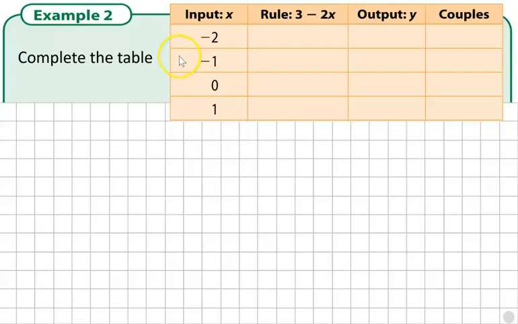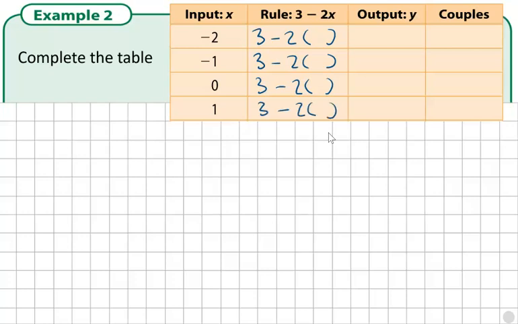Example 2, complete the table. So we have our input, our x values, -2, -1, 0, 1. The rule or the function is 3 minus 2x. The output will be y, and then we put our couples together. So we're going to write out our function or our rule, replacing the x with a set of brackets. And we do that for each row. We're going to then put -2 into the first bracket. And 3 minus 2 multiplied by -2 is 7. So our couple is going to be -2, 7. So -2 is our input and 7 is our output.